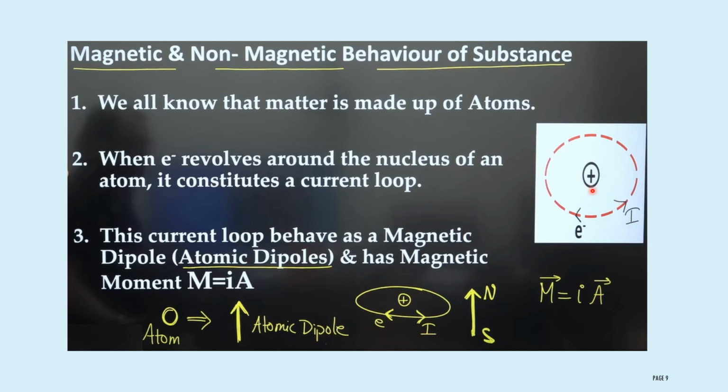Here you have to remember that matter is made up of atoms. When electrons revolve around the nucleus of an atom, it constitutes a current loop. Because of this current loop, an atom possesses a magnetic dipole. The current loop is opposite to the direction of the motion of the electron. This constitutes a magnetic dipole, or atomic dipole, indicated by this arrow mark.